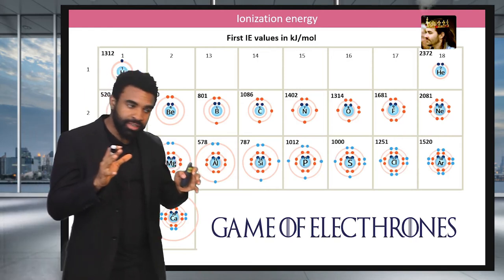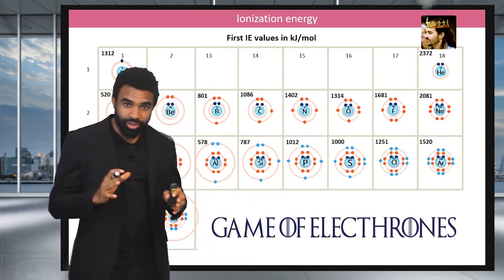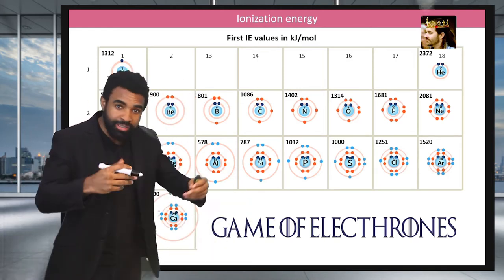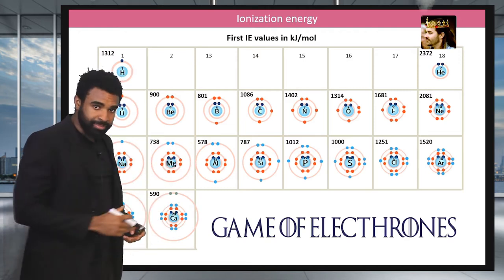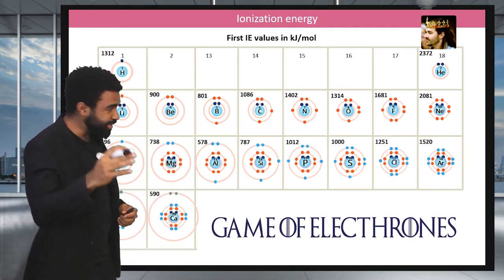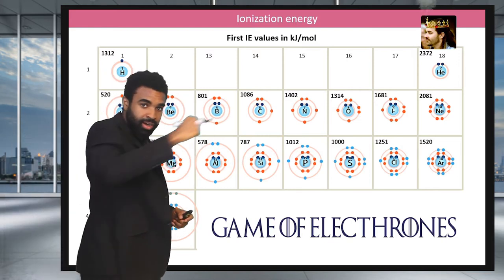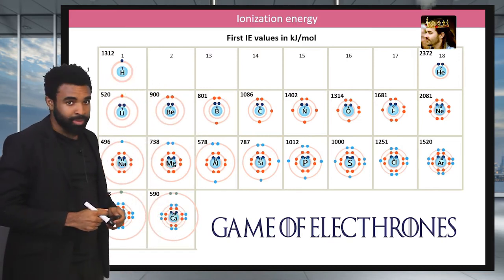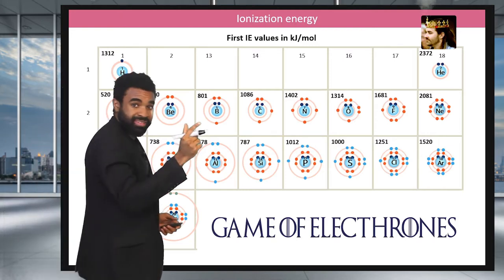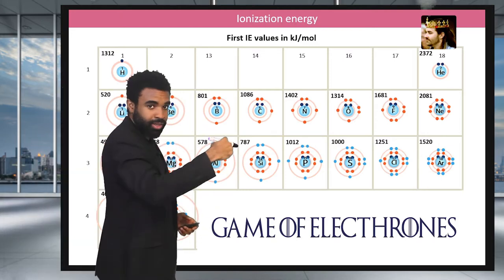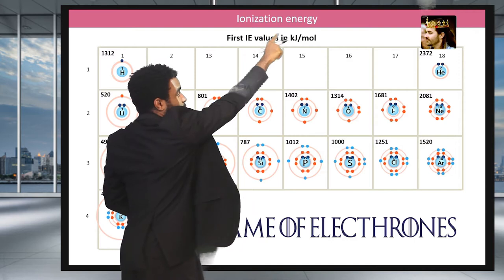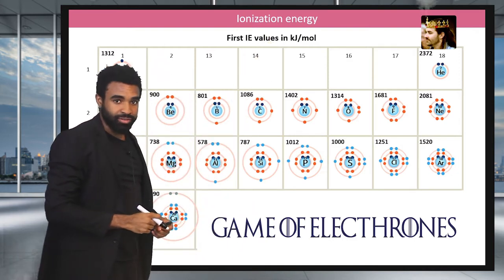If chemistry is a game of electrons, then one of the most important things about atoms, about elements, is how easy or how difficult it is to pull electrons off of these atoms. The property that describes that ease or that difficulty of pulling off electrons is what is called first ionization energy.